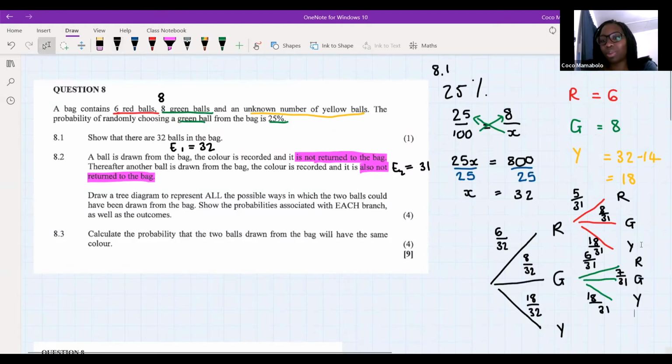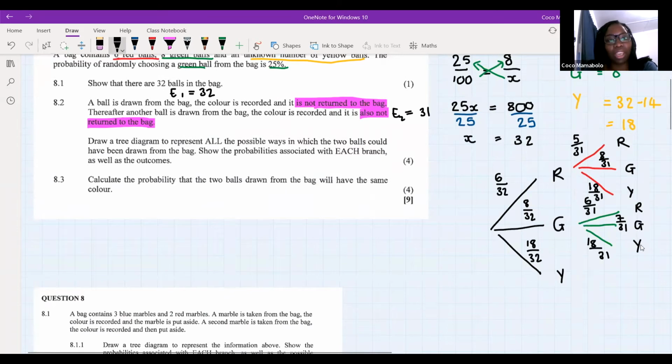Okay, this would be red, green, and yellow. And you guys will excuse my handwriting. I feel like I'm cramping everything up in one space. Okay, then for the yellow, we would have the same thing again. We would have red, green, and yellow. And the red would stay the same. It would stay 6/31. The green would stay 8/31.